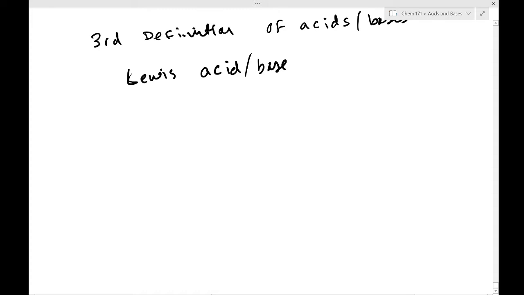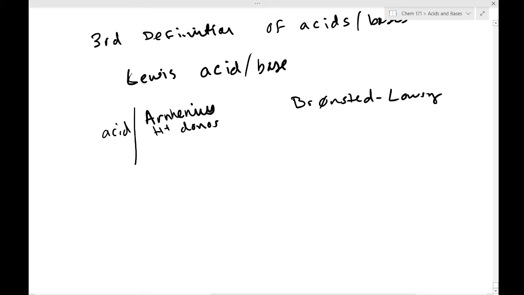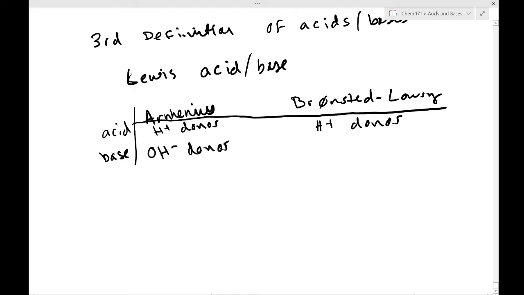If you recall, the Arrhenius acid base: the Arrhenius acid is an H plus donor. And the Bronsted-Lowry acid is an H plus donor. The Arrhenius base is an OH minus donor, whereas the Bronsted-Lowry base is an H plus acceptor.